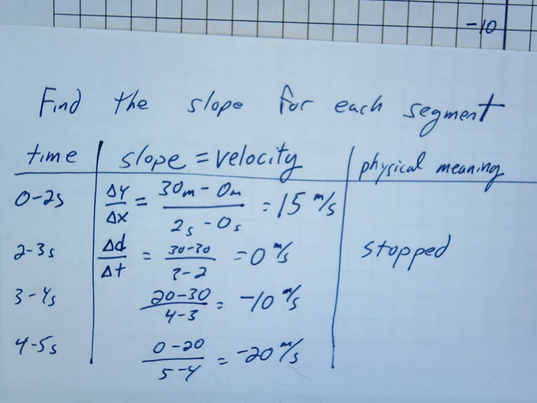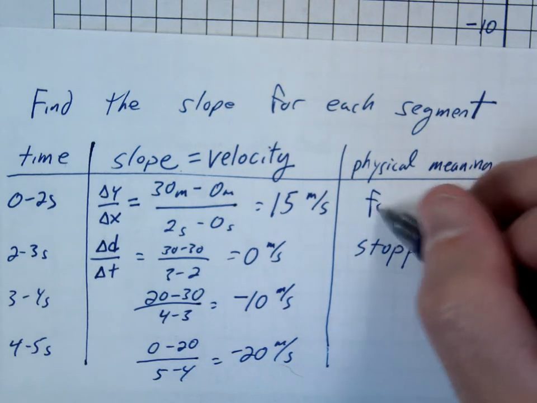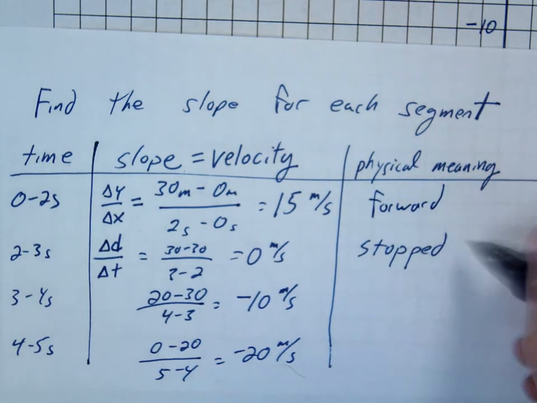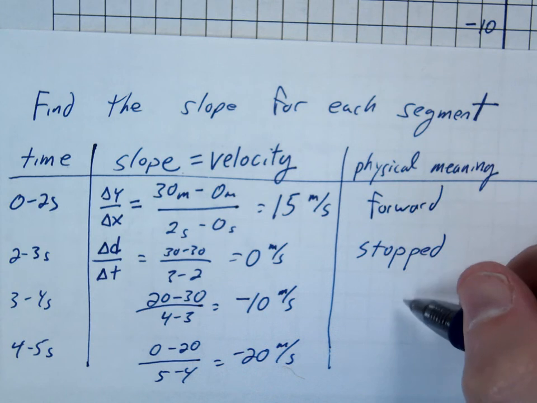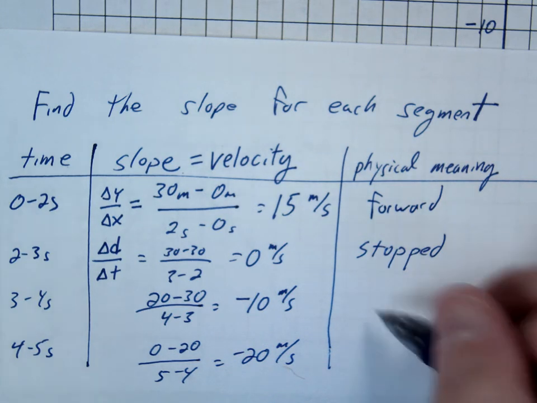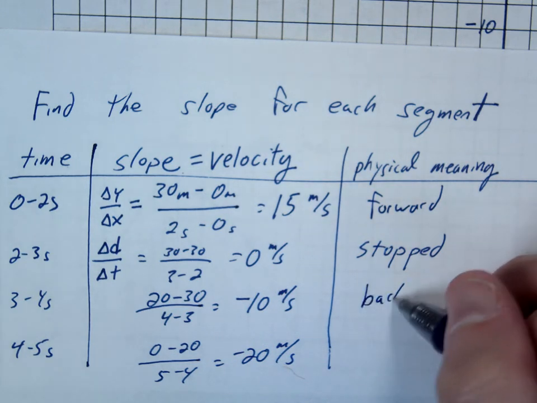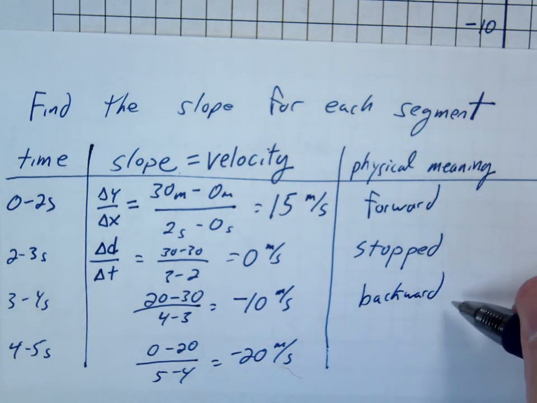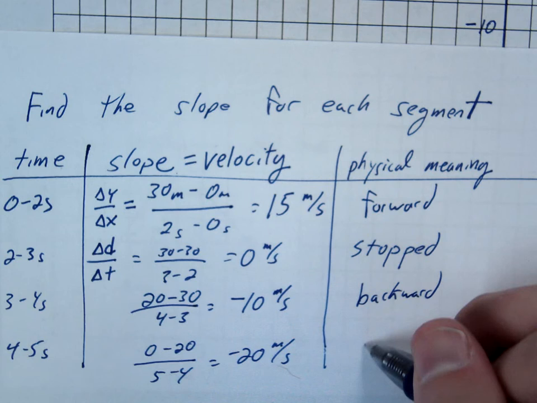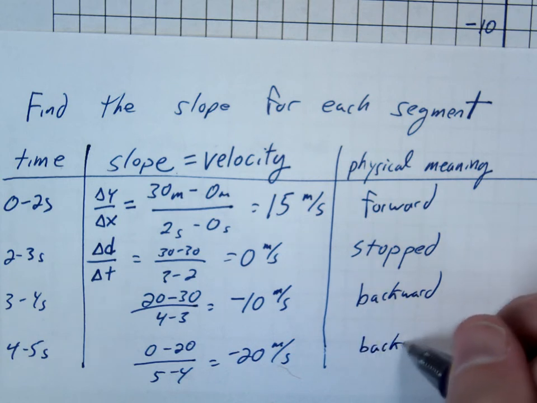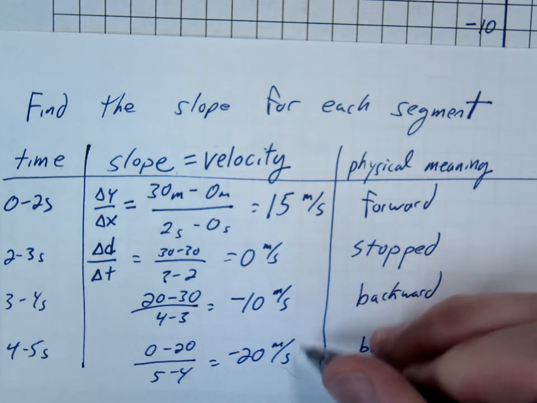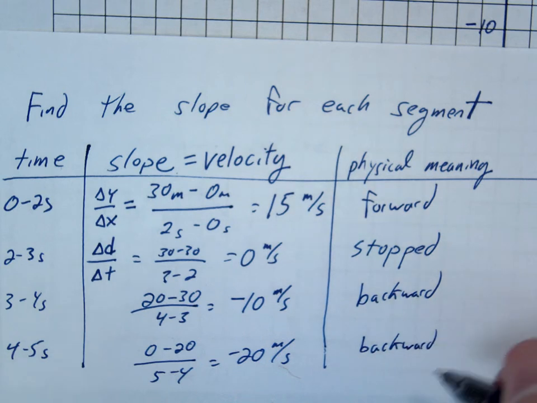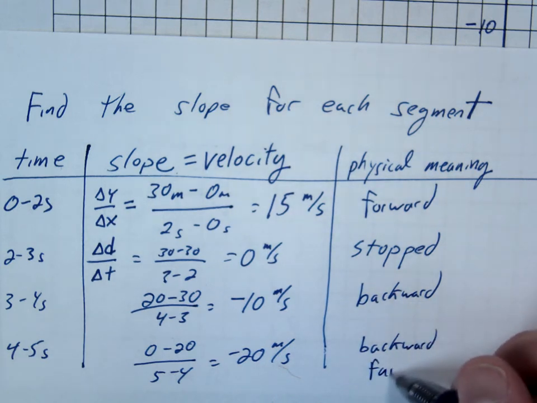So what's the physical meaning of the 15? We're moving forward. Then we stop. Then what do we do? Now we're going backward. Good. So in this case, we're going backward. Forward here, and now we're moving backward. What about negative 20? We're also going backward. Now what's the difference between the negative 10 and the negative 20? Faster. We're going backward in both, but this one is faster.